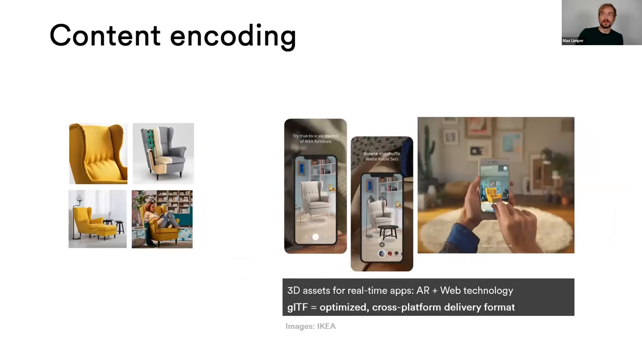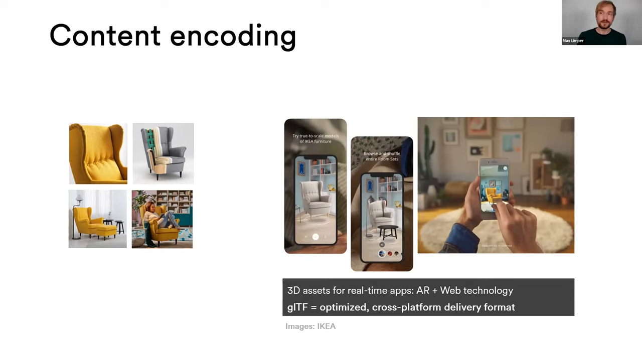And having content created, yeah, we are coming to the second topic, which is content encoding. And I just talked about CGI. So what you can see here on the left-hand side is actually CGI models, right? Those are not all pictures. You can see the woman there on the armchair, that's probably a real person. But if you look at things like the IKEA catalog, more than 75% of what you see there is pure CGI, not a photo, right?